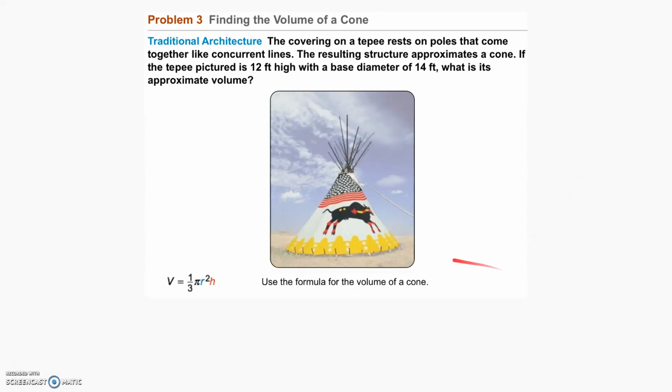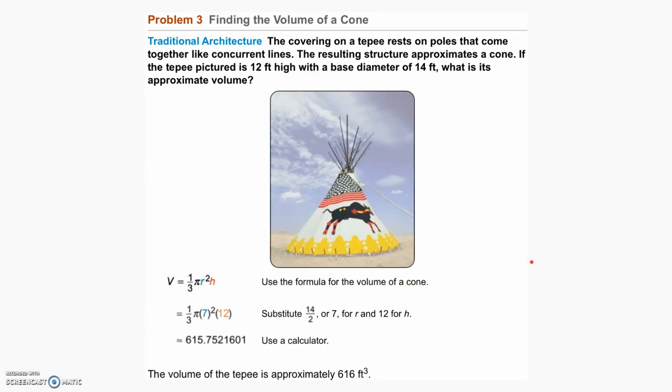But this is fine. We can use a cone to approximate the area. And we're just going to use our formula. So 1/3 pi r squared h. Remember we said r was half the diameter, so that's 7, and the height is 12. And now we just multiply everything out, and we get something about 616 cubic feet.